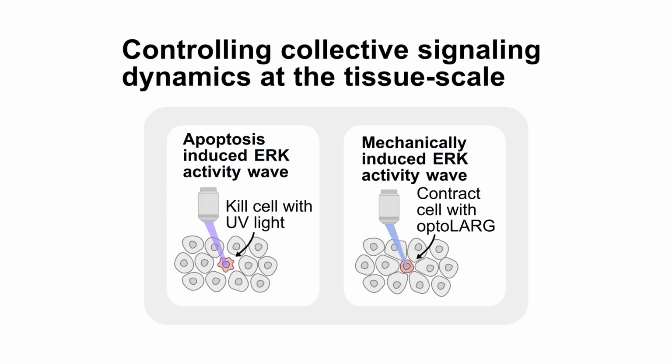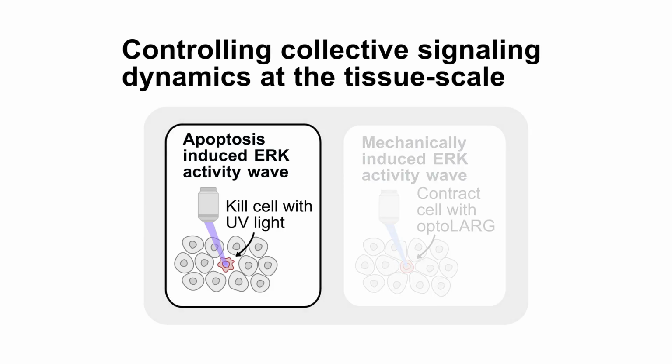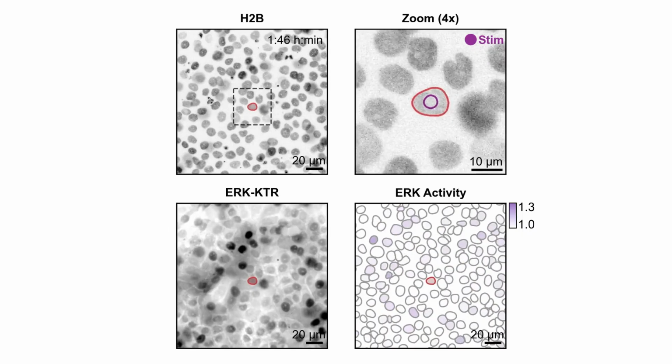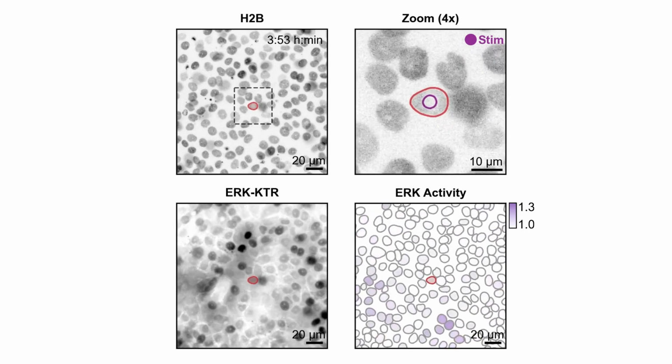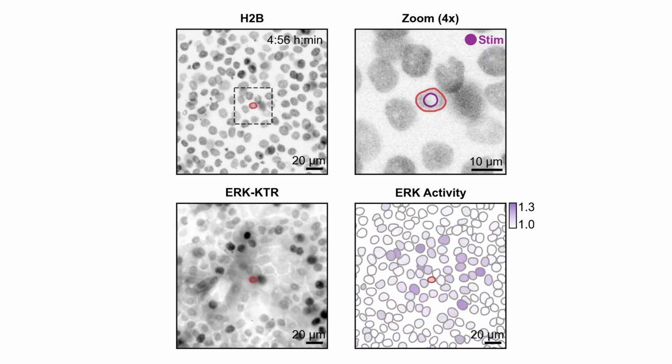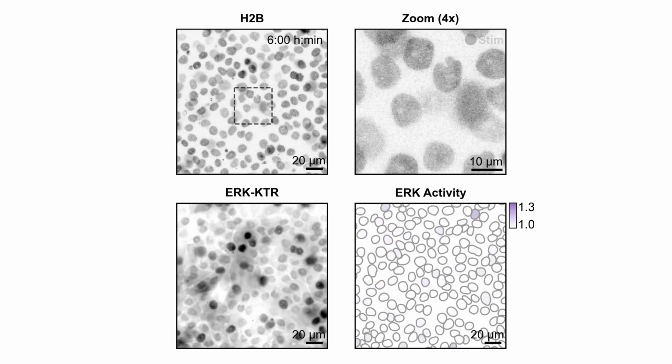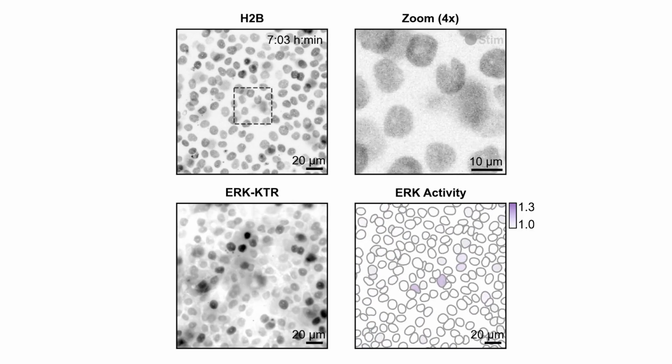As an example, when a cell dies, its neighbors fire a protective ERK signaling wave that shields them from follow-up apoptosis. Here we track a chosen cell and target it continuously with UV light, inducing controlled cell death. As the cell is extruded, a radial ERK activity wave sweeps through its neighbors. An interesting question is how the signal is propagated.